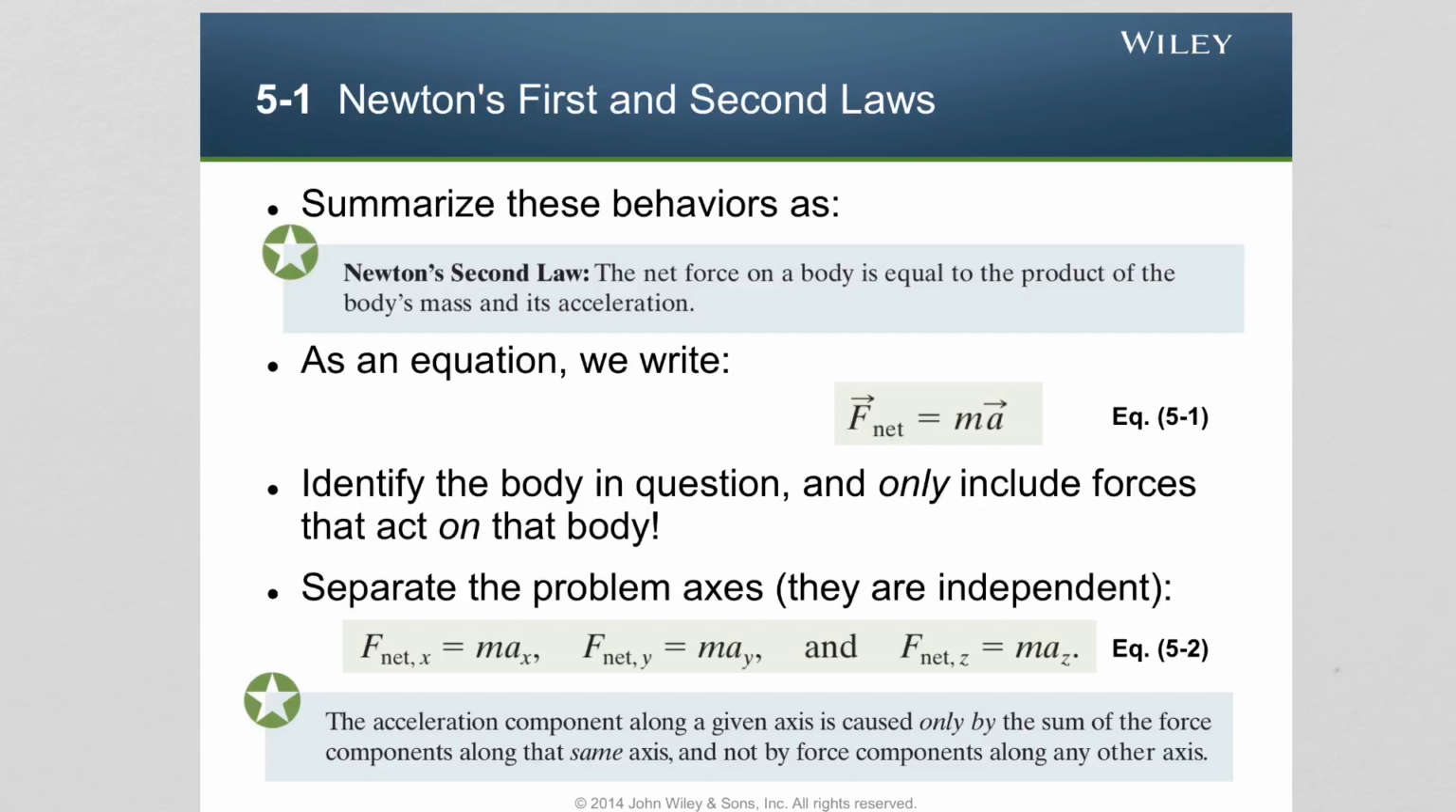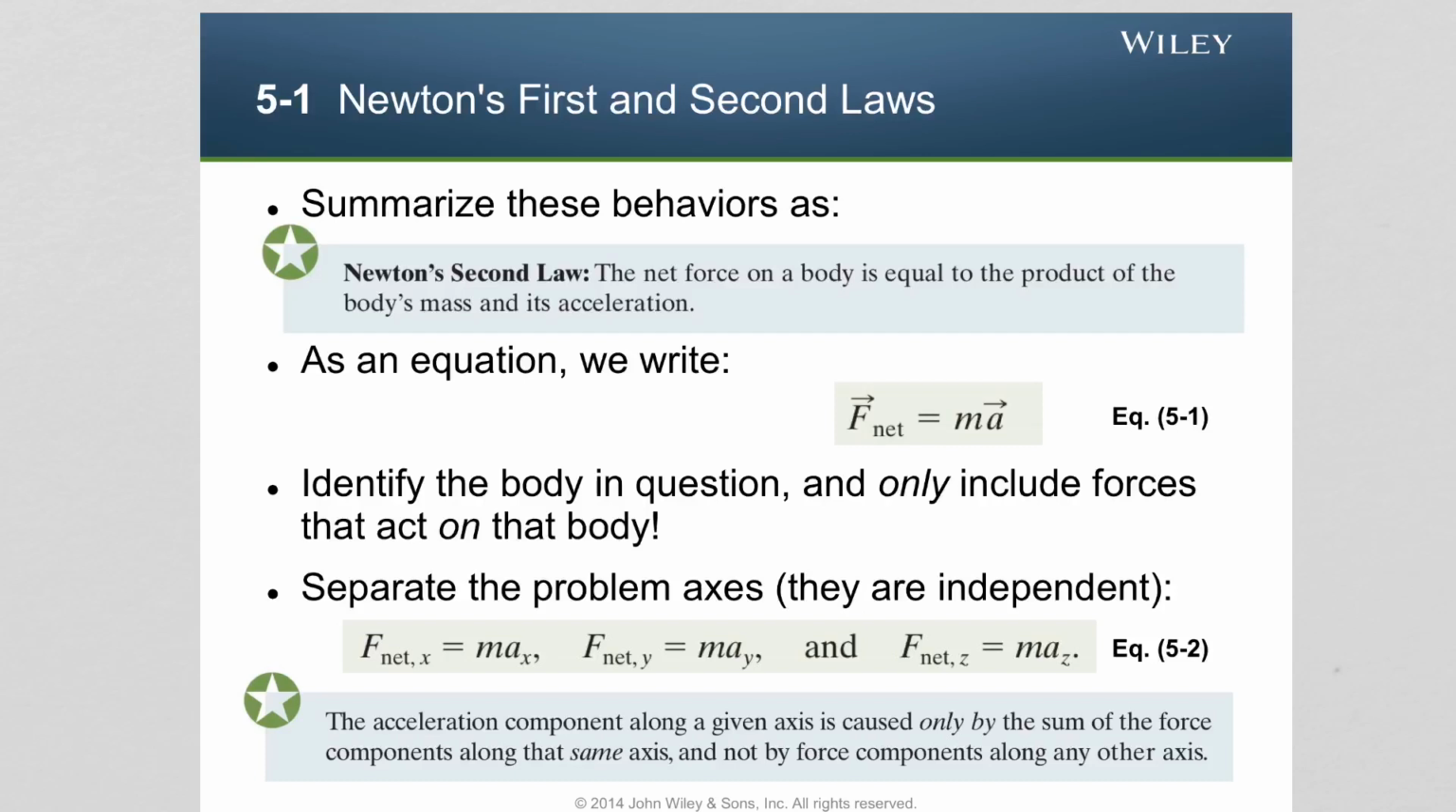And then what I get is the x component of the net force is equal to the mass of the moving object times the x component of the acceleration. The y component of the net force is equal to the mass of the moving object times the y component of the acceleration. And the z component of the net force is equal to the mass of the moving object times the z component of the acceleration.